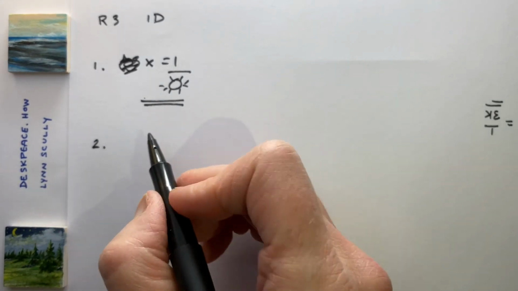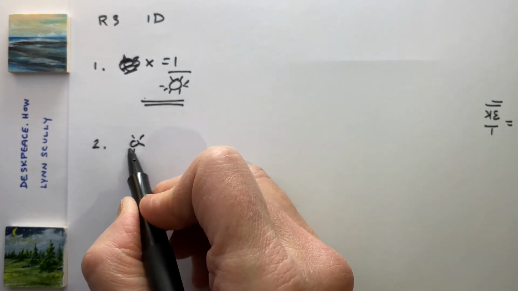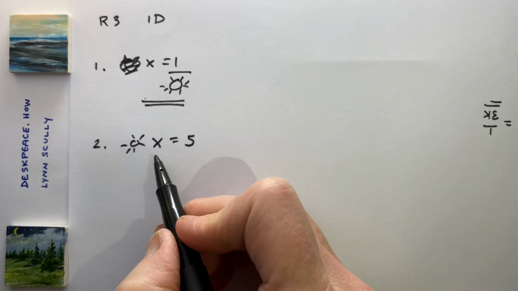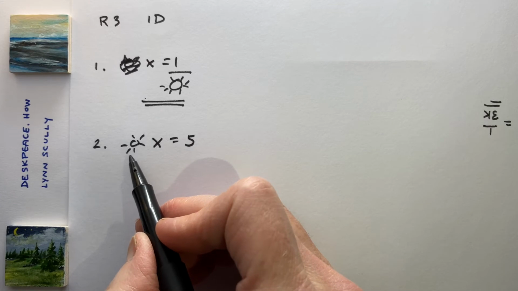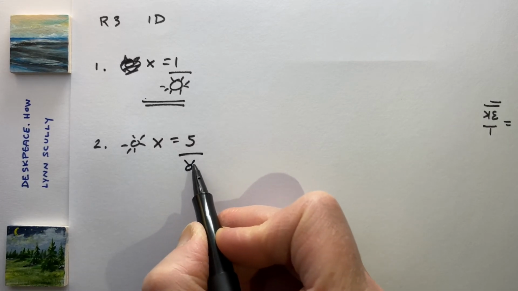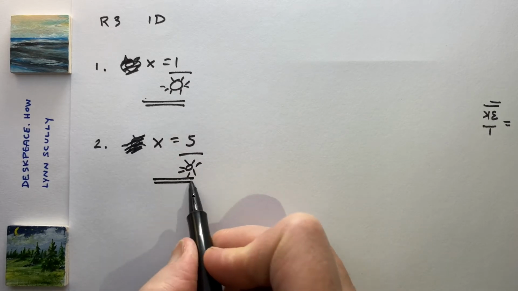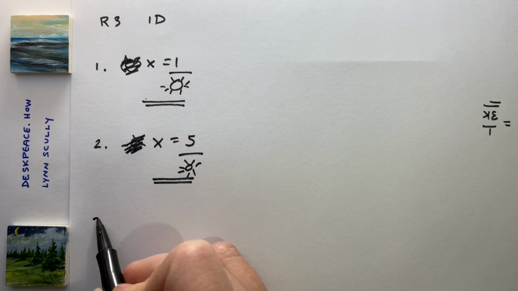Number 2. Here we have sunshine again. Kind of hard to draw. Sunshine x equals 5. I want to get x alone. Sunshine's attached by multiply. Move it by divide to the other side of the equal sign. Then get rid of it. X equals 5 over sunshine.